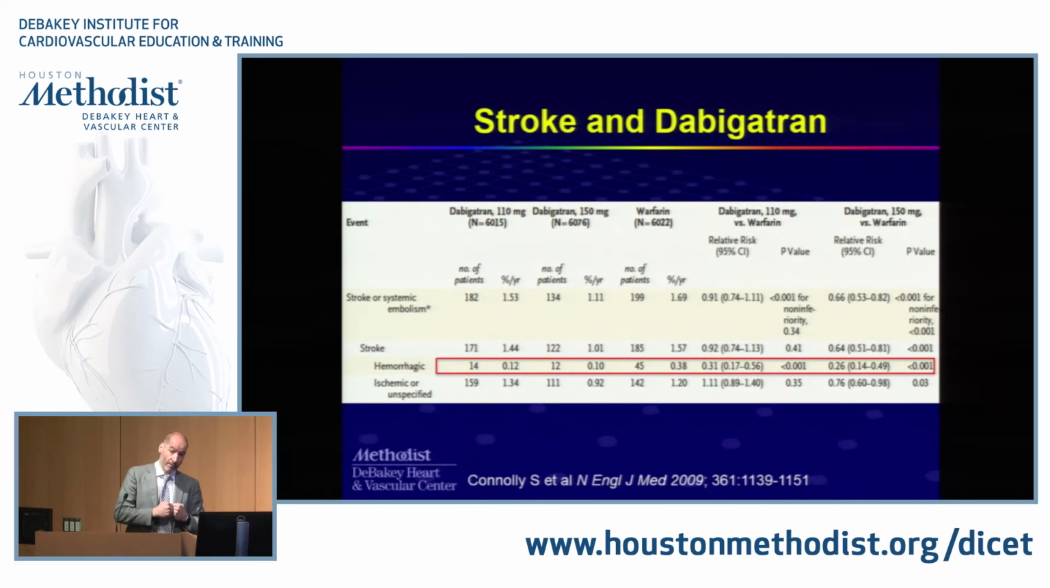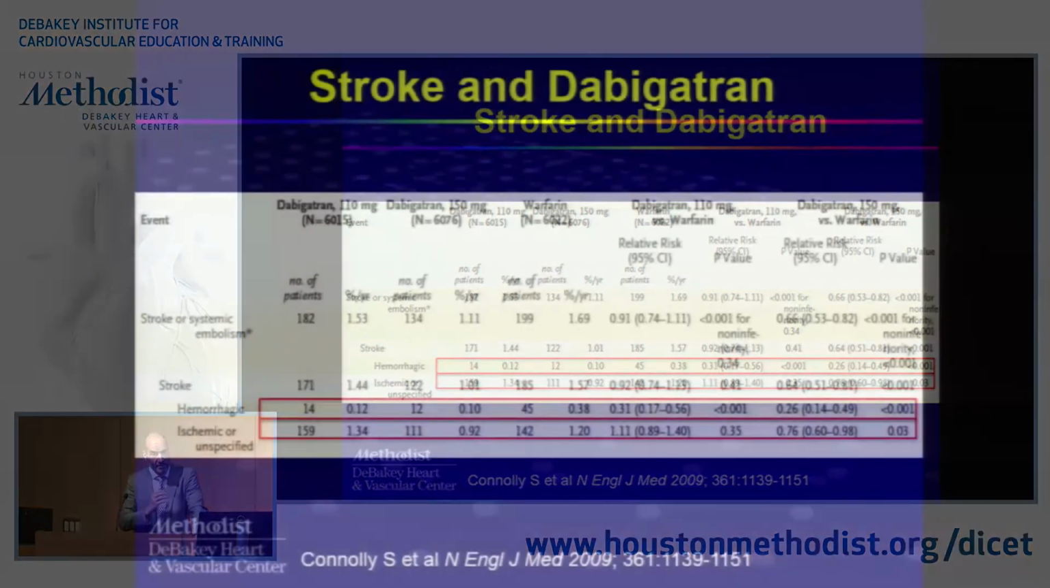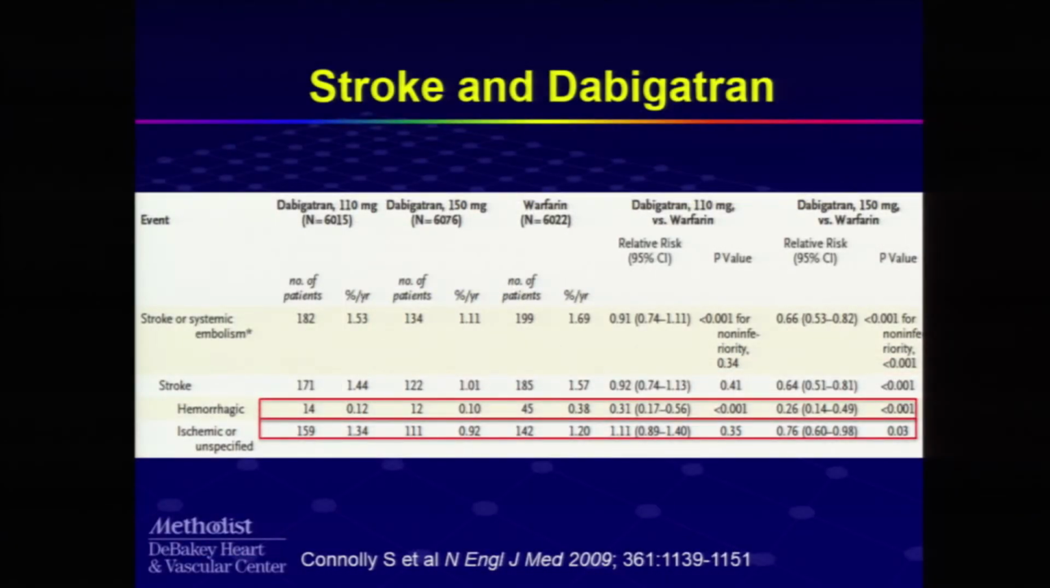Very little hemorrhagic strokes. Ischemic strokes were actually quite similar. So a twisted way to interpret this is, this drug is as good as warfarin at preventing a clot from forming in the appendage and going to your brain and giving you ischemic stroke. But it's also much better at preventing a stroke from becoming hemorrhagic. And those are the strokes that kill you.